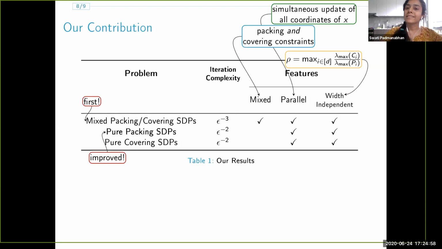And the iteration complexity was epsilon to the -3, which is now epsilon to the -2. When we specialize our algorithm to the case of pure covering SDPs, then as I mentioned, we give the first parallel width independent algorithm for this, an efficient width independent algorithm for this.